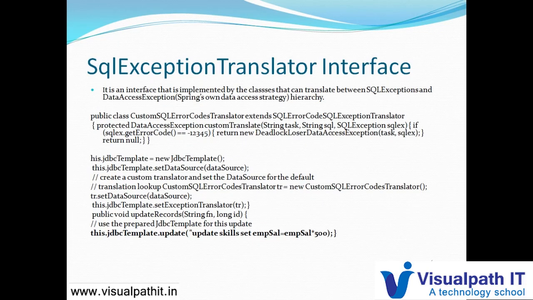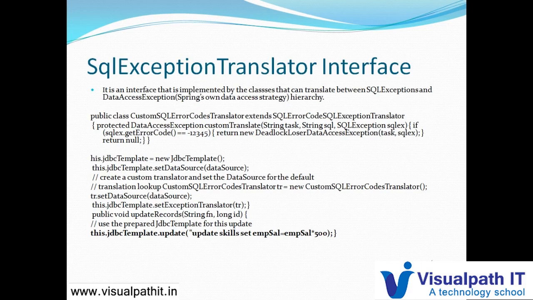Next comes the SQLExceptionTranslator interface. This interface is implemented by the classes that can translate between SQLException and the data access exception hierarchy. There are definitely differences between the two. So here we are implementing the classes that translate between the two exceptions. What is the data access exception here? It is Spring's own data access exception hierarchy.